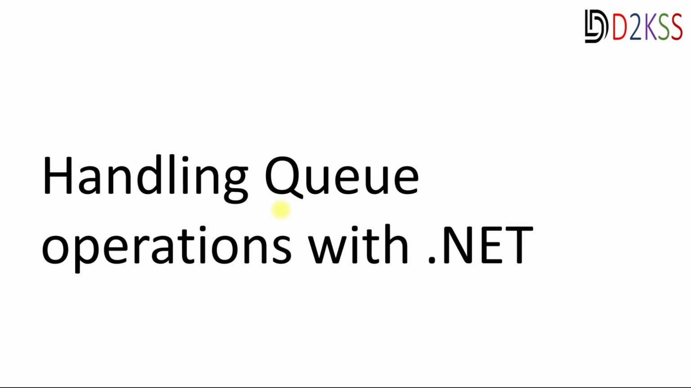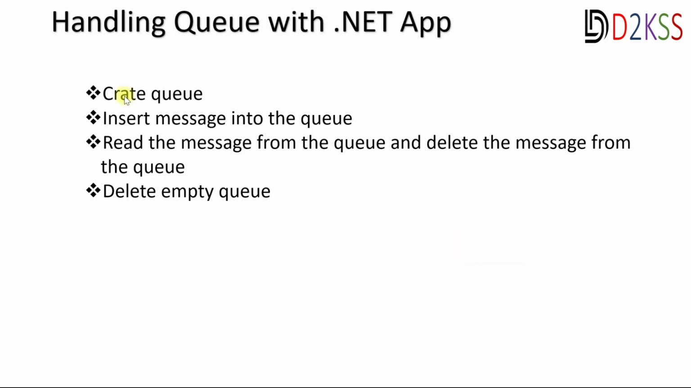In this demo, we'll cover creating a queue, inserting a message into the queue, reading the message from the queue, deleting that message from the queue, and deleting the empty queue. So these five operations we are going to perform in this demo. First, we have to create the queue using the .NET application.